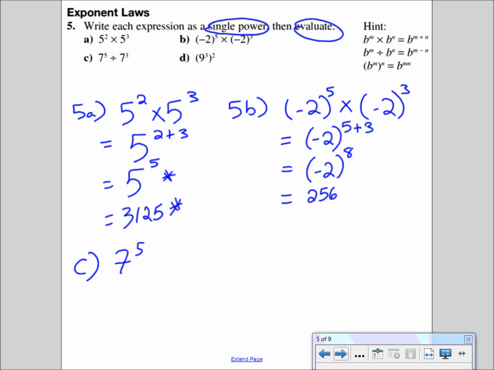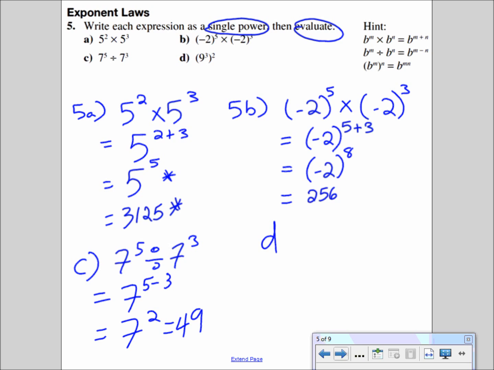I'm just rewriting them because I don't have the space. Okay, this is a division question. What's the rule with exponents when I divide? Subtract, right? So my bases are the same here, so now it's going to be 7 to the 5th minus 3 equals 7 squared, 49. So equals 49. You multiply your exponents when it's a power of a power.